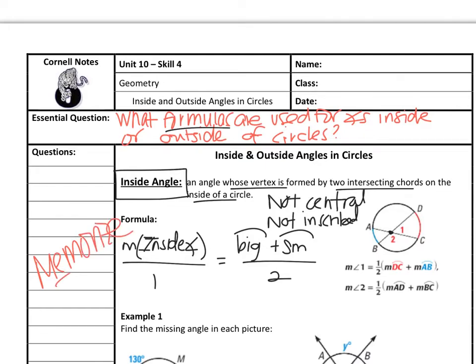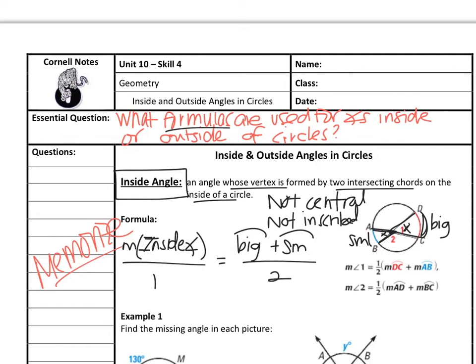What this means is that if I'm trying to find angle 1, say that that's x, it opens up to arc DC for sure. But also remember that vertical angles are congruent, so it opens up to this arc AB. This is the big arc, this is the small arc. So I average the two arcs essentially to find this angle. So I do big plus small divided by 2 will give me the angle.